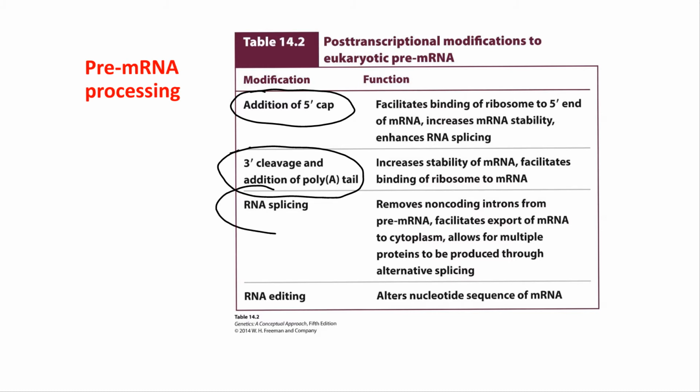Afterwards, RNA splicing takes place. During RNA splicing, non-coding regions, introns, are removed from pre-mRNA, and this is required for export of mRNA from the nucleus to the cytoplasm. Splicing also allows us to produce more than one protein from the same template, from the same coding sequence, and it is possible due to alternative splicing.